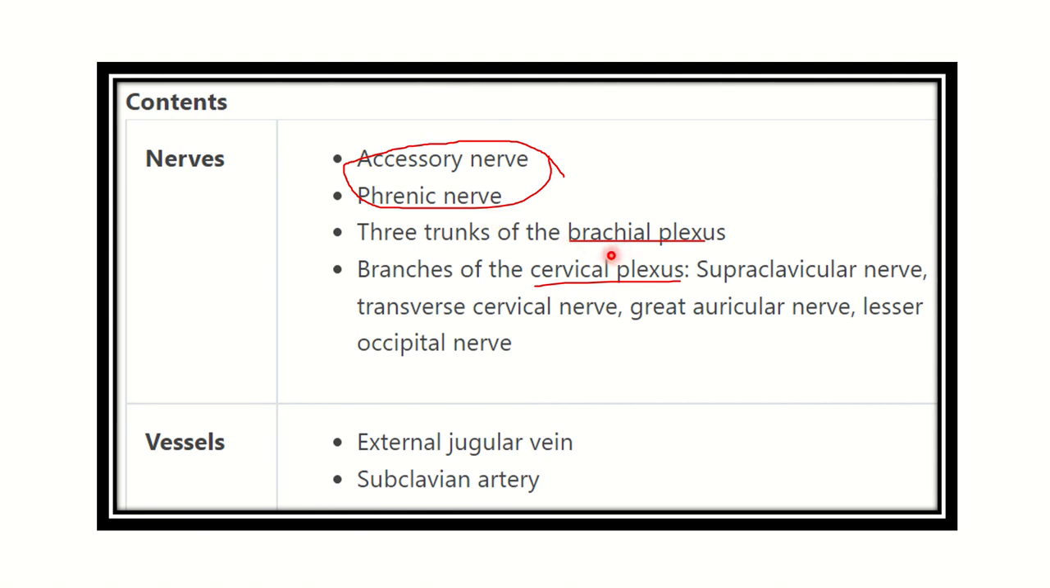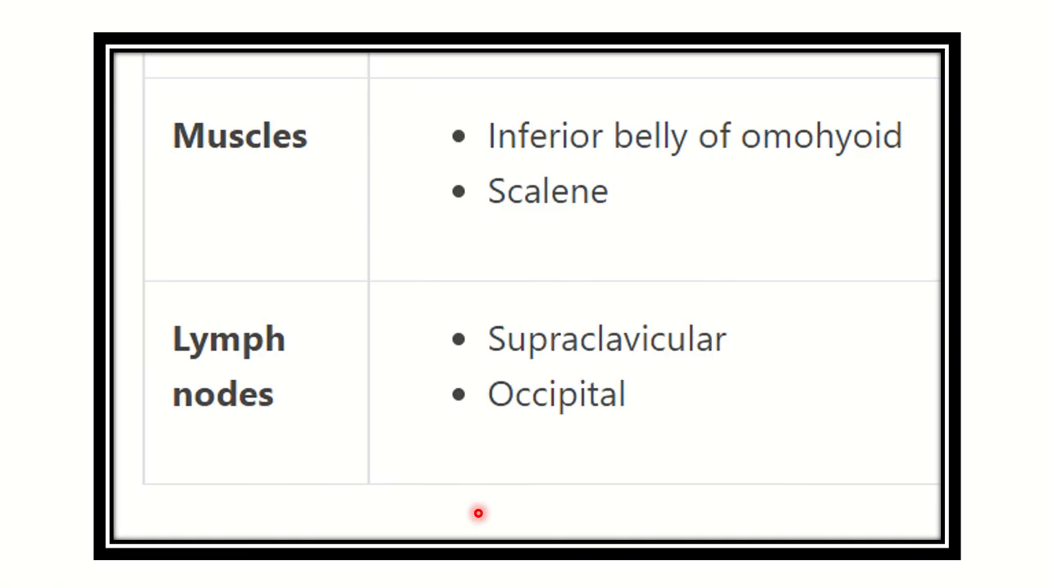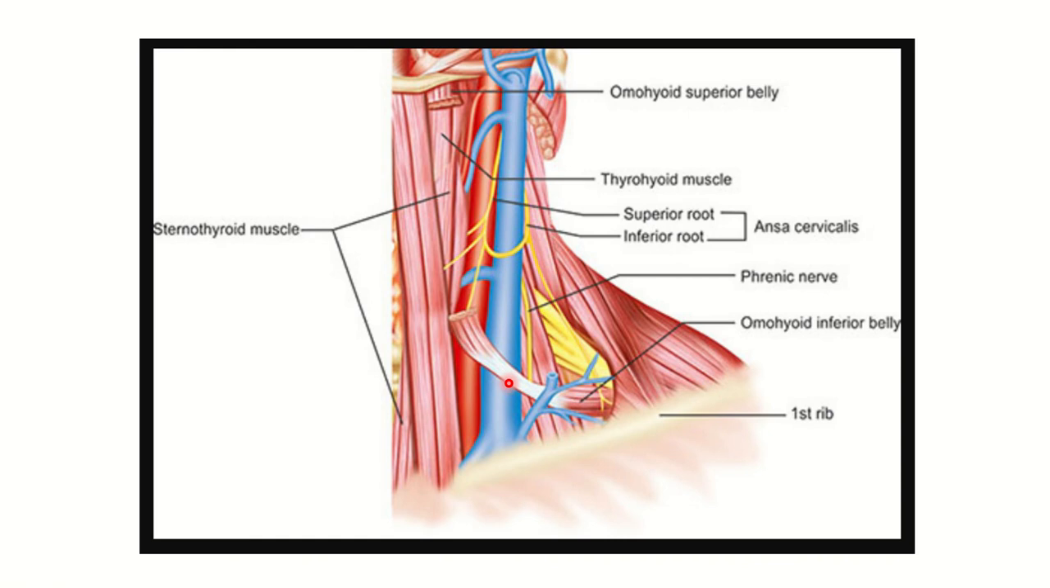Then we can see branch or trunk of brachial plexus, then cutaneous branch of the cervical plexus, and we can see some other vessels such as the external jugular vein and subclavian artery, and muscle, inferior belly of the omohyoid and scalene, and lymph nodes, supraclavicular and occipital group of the lymph nodes.